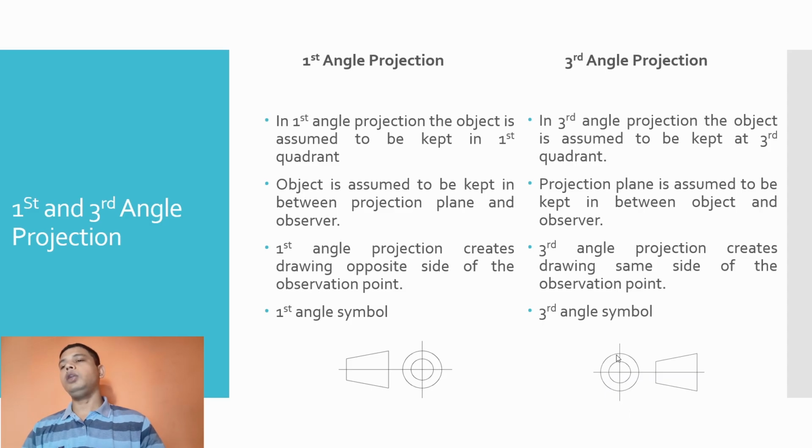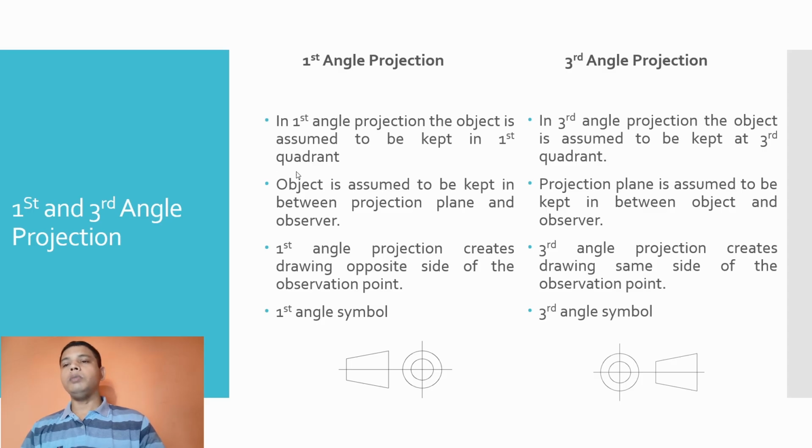That means first angle projection creates the drawing on the opposite side of the observation point, and third angle projection creates the drawing on the same side of the observation point. Whenever the object has been kept in the first quadrant, we shall see this face of the object. You are looking from this side, and the image will be generated on the left hand side, while you are standing on the right hand side.